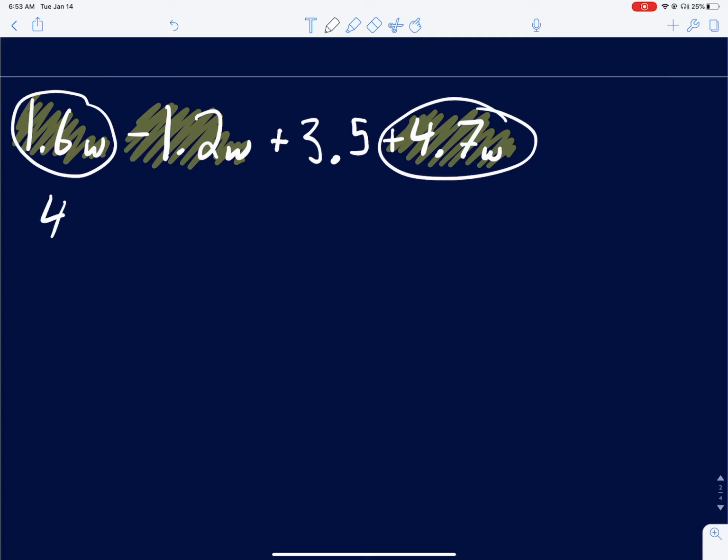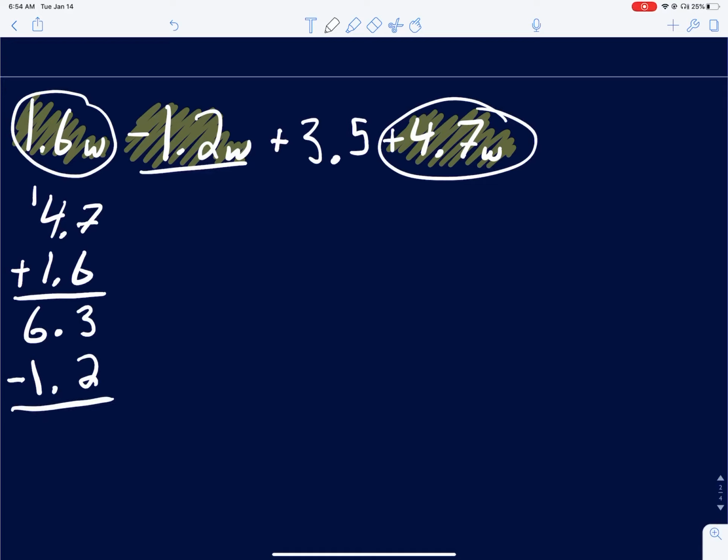So let's go ahead, 4.7 plus 1.6. 7 plus 6 is 13, so we'll bring down the 3, carry our 1. That decimal is just going to drop down. We have 1 plus 4, which is 5, plus 1 is 6.3. Now we can't forget this 1.2, so we're going to now subtract the 1.2. So 6.3 minus 1.2, 3 minus 2 is 1. Bring that decimal down. 6 minus 1 is 5.